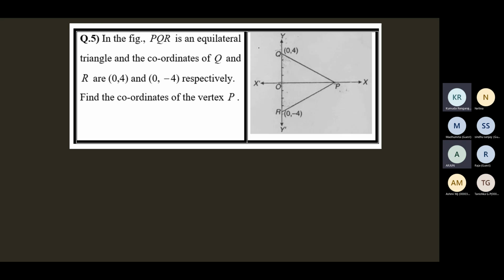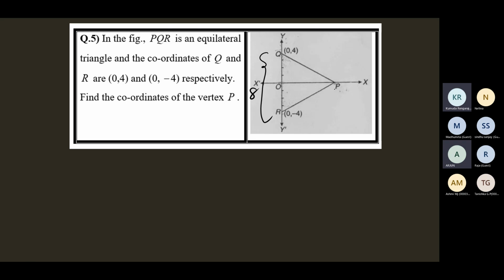Let me continue. So children, see here. How much is it from here to here, children? 4 centimeter, ma'am. 4 units. Then what's the length of QR? 8 units. Yeah, QR is 8 units.